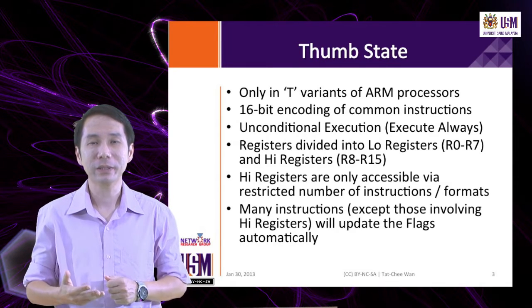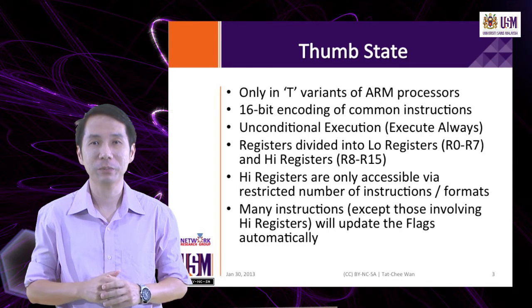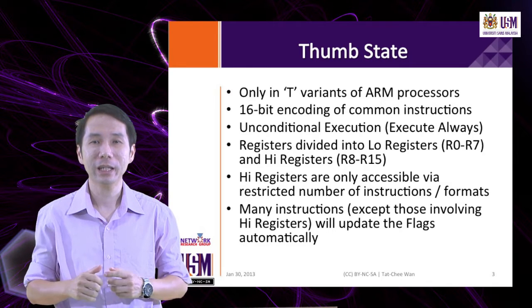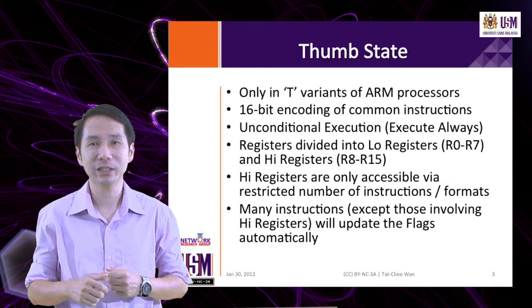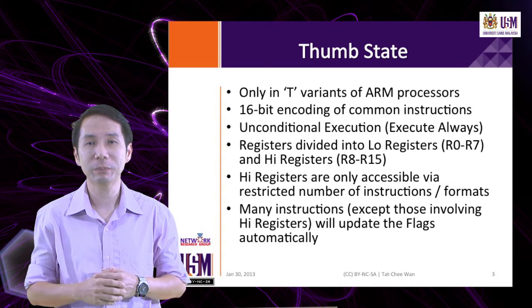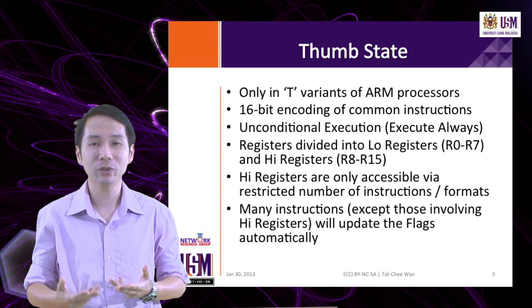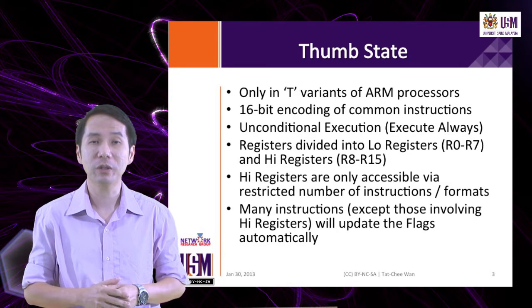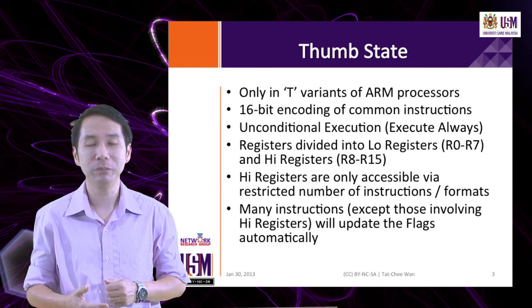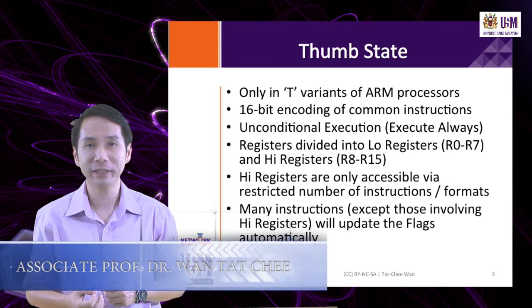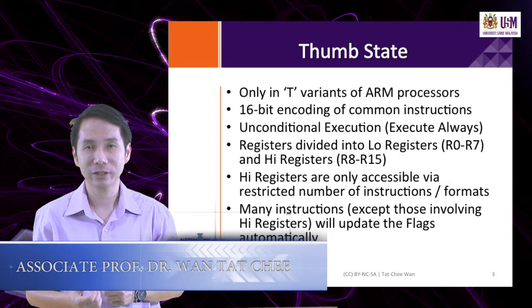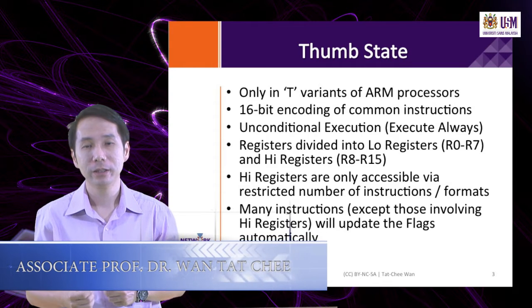Thumb state is only present in the T variants of the ARM processor architectures. What happens in thumb state is that instead of using a complete 32 bits to represent an instruction, we use 16-bit encoding of common instructions. What this results in is that we will no longer have the ability to perform unconditional execution, meaning that instructions are executed always except for certain conditional instructions such as branch.